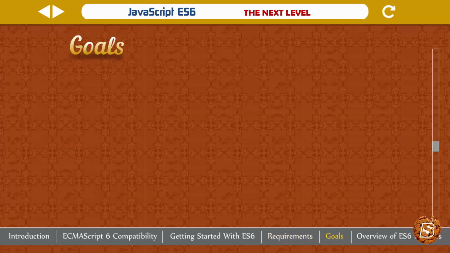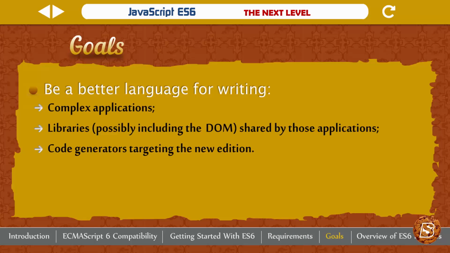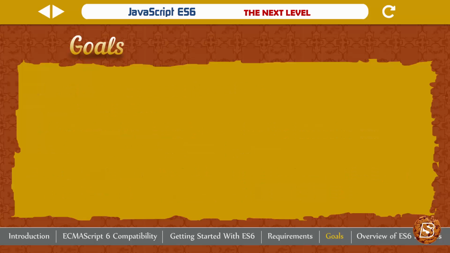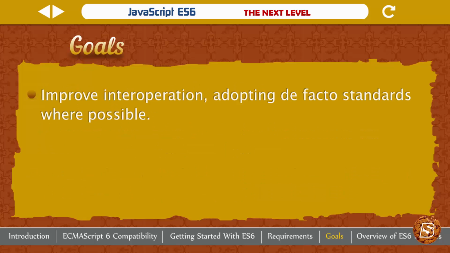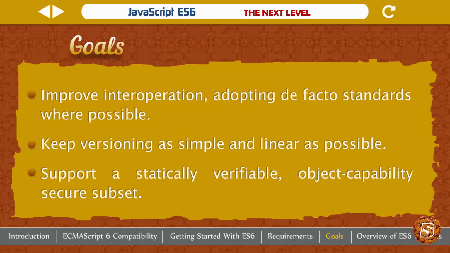Then the goals of ES6 are: be a better language for writing complex applications, libraries, code generators targeting the new edition, switch to a testable specification, ideally a definitional interpreter hosted mostly in ES5, improve interoperation, adopting de facto standards where possible, keep versioning as simple and linear as possible, support a statically verifiable object capability secure subset.